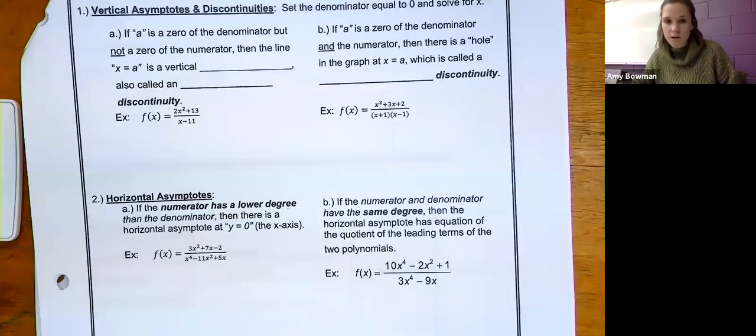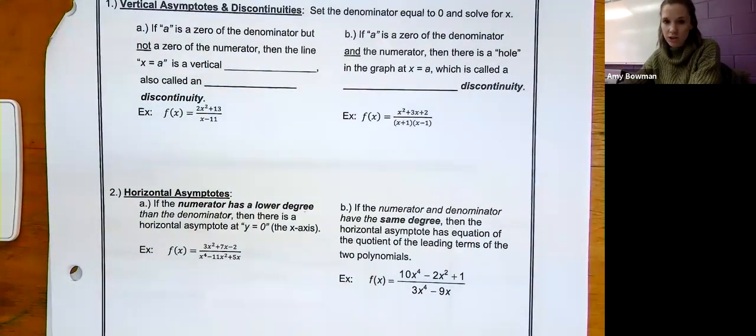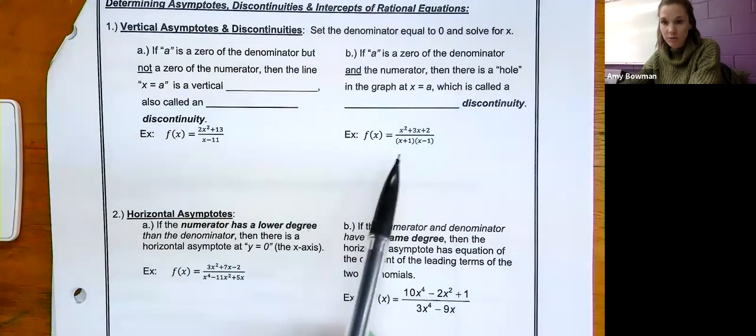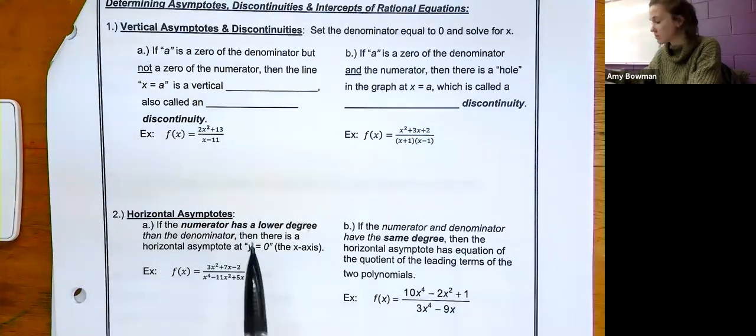Right, hi everyone. We are going to finish up some of the 5.5 notes on using rational function equations to determine information about their graphs and then practice graphing some of these.